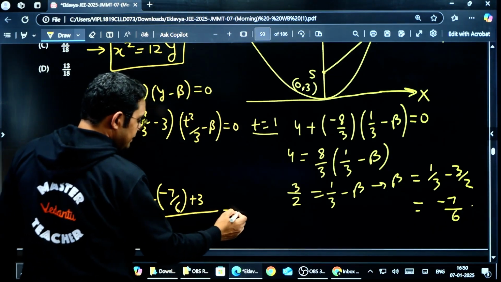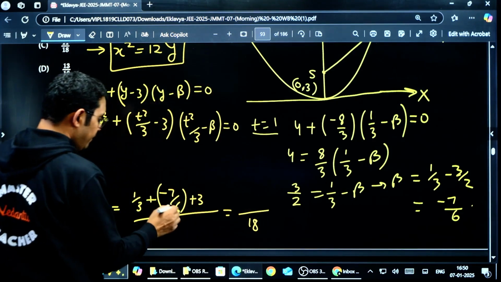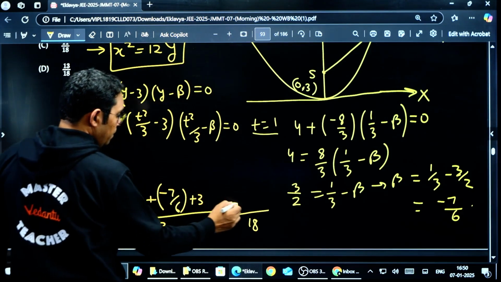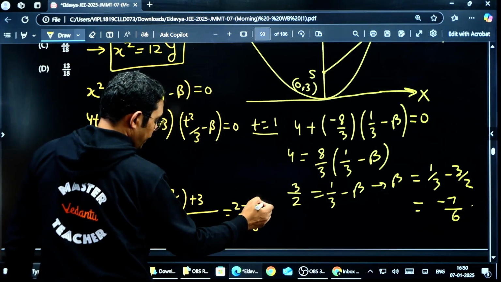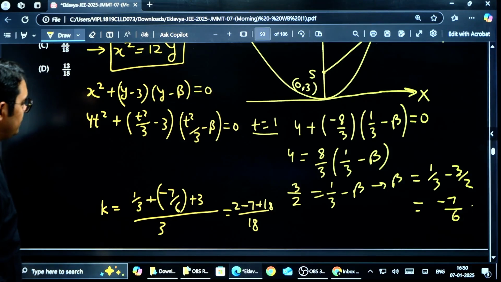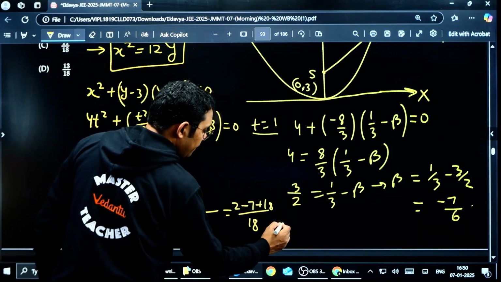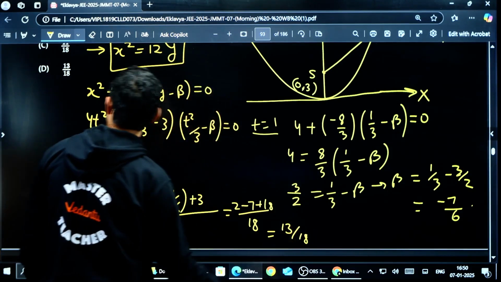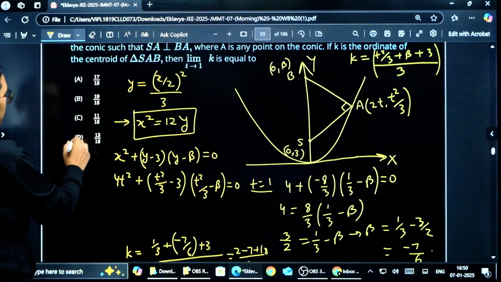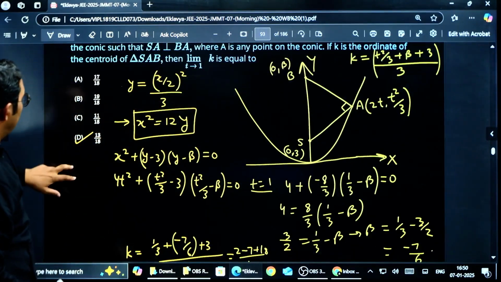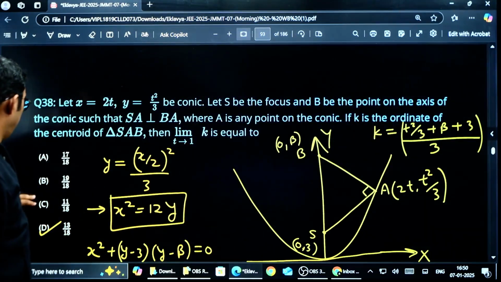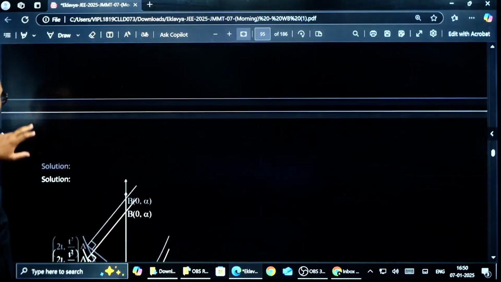Let us take 6 as LCM. So in the denominator we will have now 18. This will be 2. Yes, 6 LCM we have taken. So 2 minus 7 plus 18. 18 plus 2 is 20, 20 minus 7 is 13, so 13 upon 18. Answer seems 13 upon 18. I think it is given in option number D also. So that should be the answer, D. Yes, D is the answer.